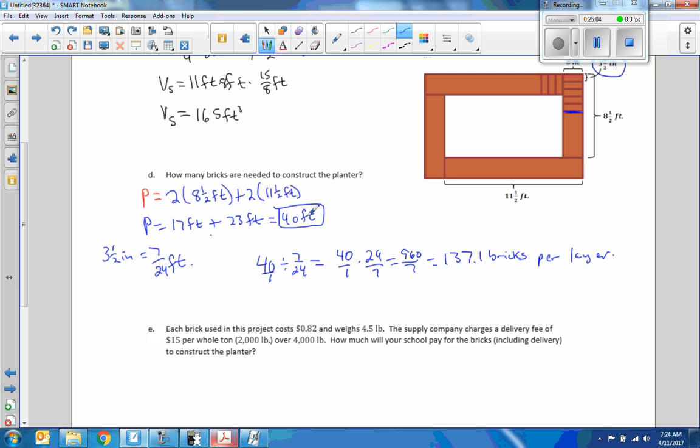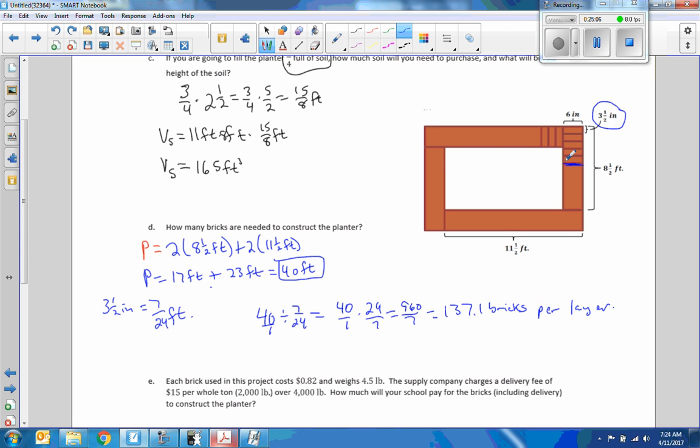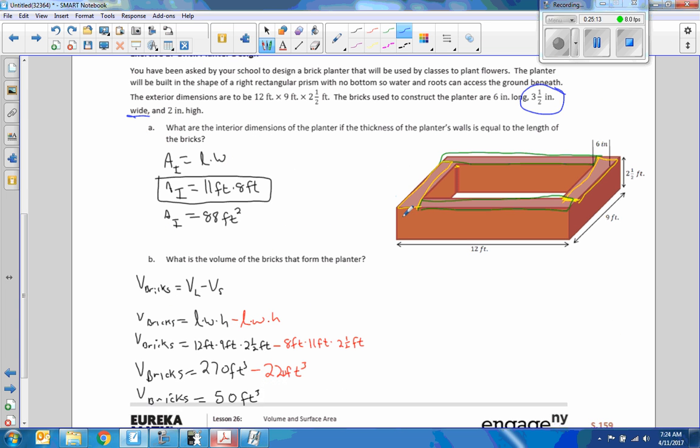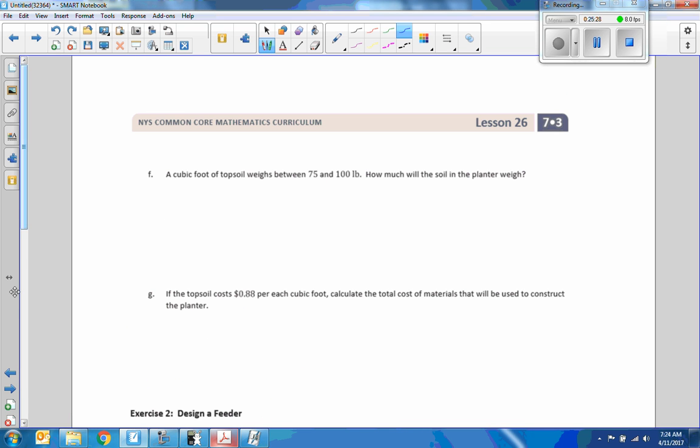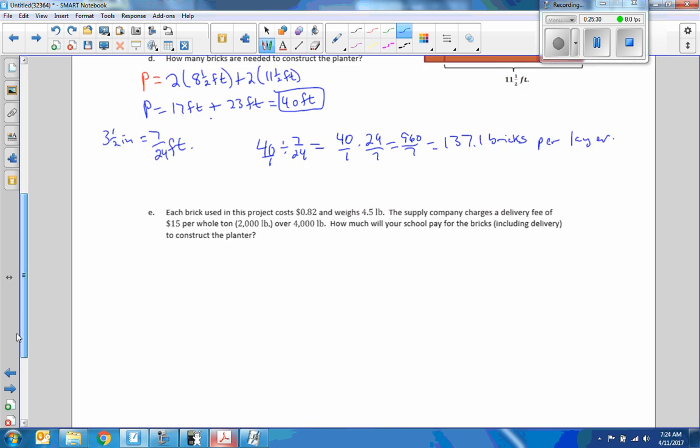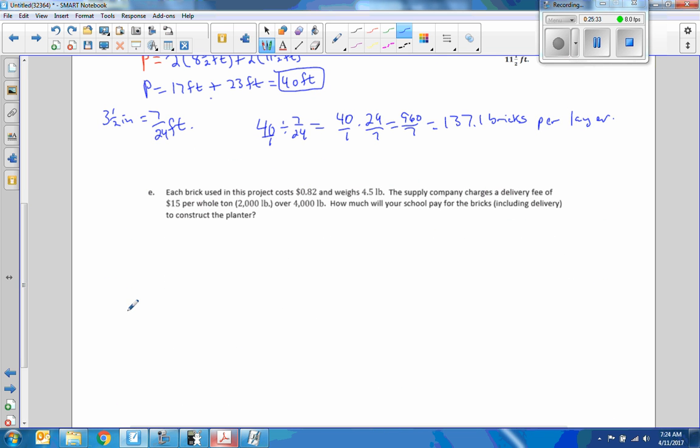So the height of the planter is 2.5 feet. Let's see, what's the height of the planter? Bricks to construct the planter are 6 inches long, 3.5 inches wide, 2 inches high. The planter is 2.5 feet high. That's what makes it difficult to do a problem like this when it's on several different pages. So the planter is 2.5 feet high, so we just do a layer. It's going to take 137.1 bricks.